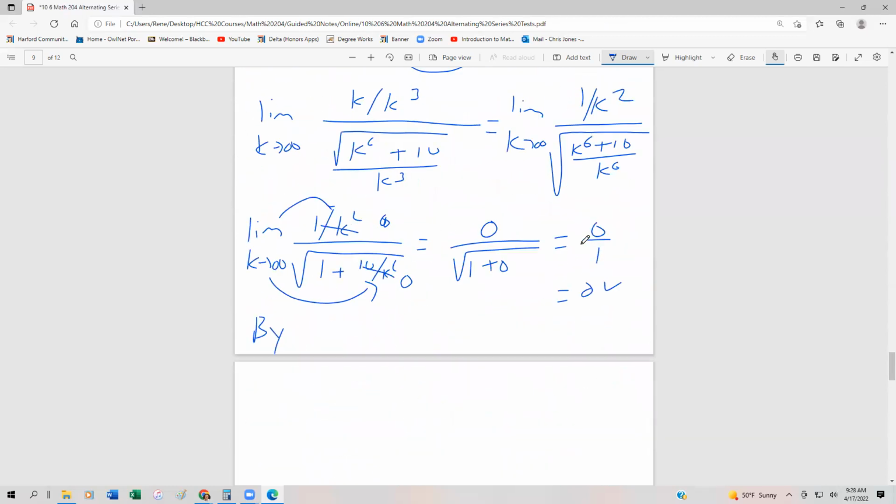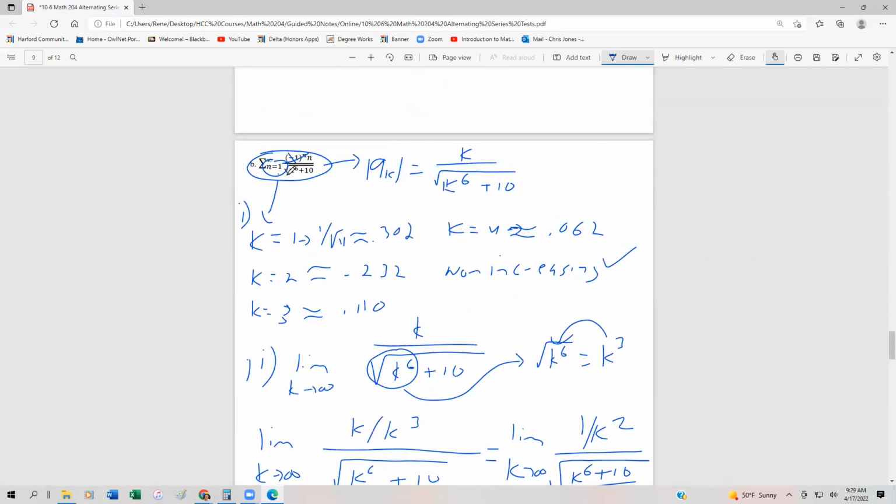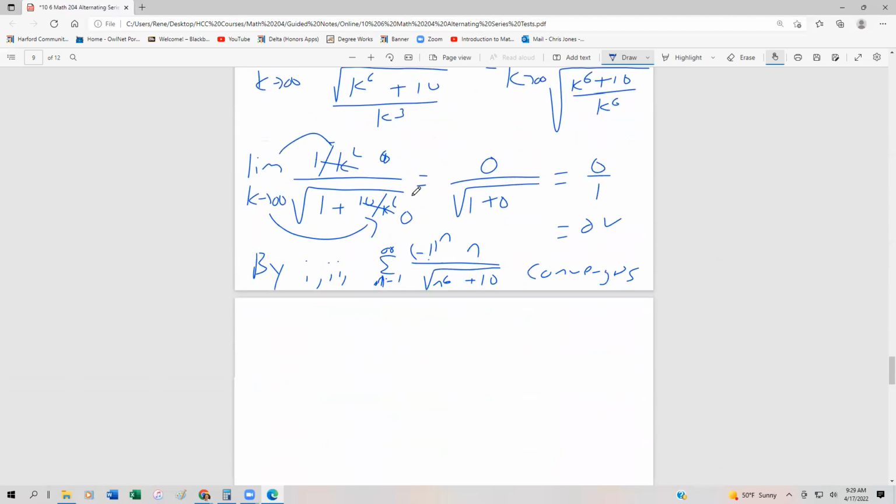So we would say by the alternating series test that the series n equals 1 to infinity of -1 to the n times n over the square root of n to the 6 plus 10 converges. Now, the question is, does it converge absolutely or conditionally? What we're going to do is take the absolute value and determine if the absolute value of the series converges.